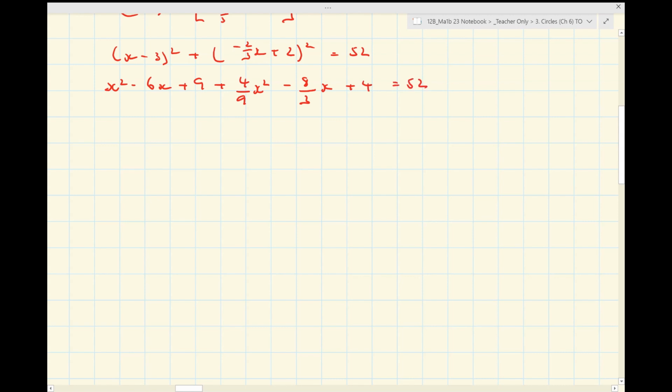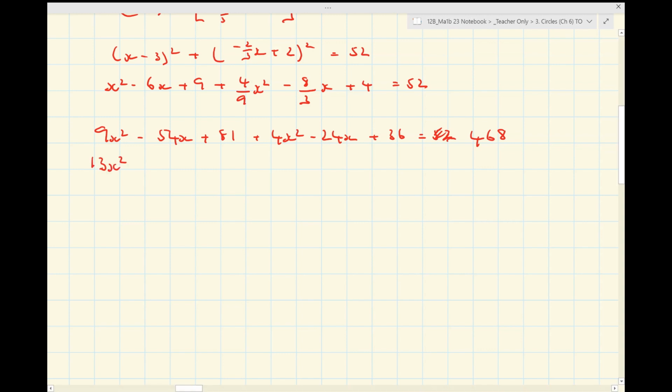Okay, right, let's multiply everything by 9. Get rid of those fractions. 9x squared minus 54x plus 81 plus 4x squared minus 24x plus 9 fours are 36 equals 52. No, it doesn't equal 52. I have to multiply that 52 by 9 as well, of course. Equals 468. Okay, now this is a quadratic equation. Let's set it equal to 0 and see if we can't factorise. Tidy up the left-hand side.